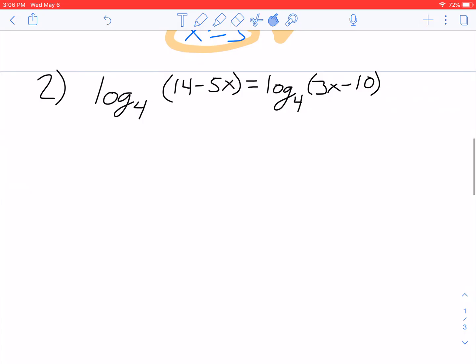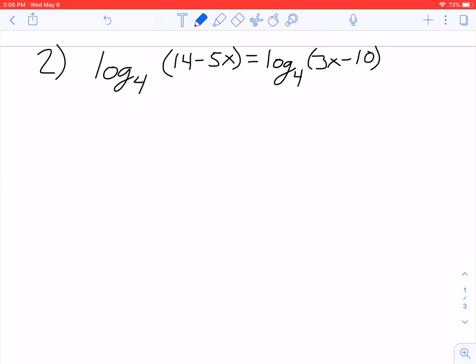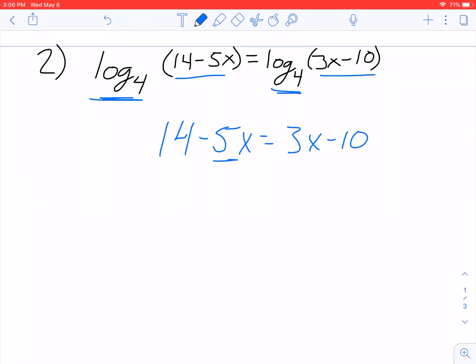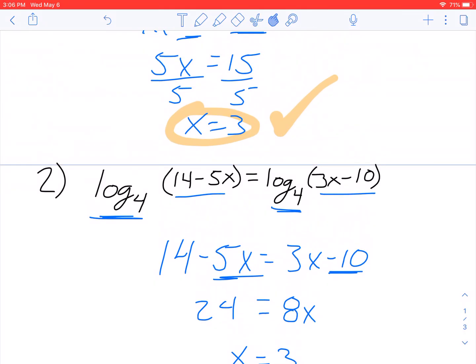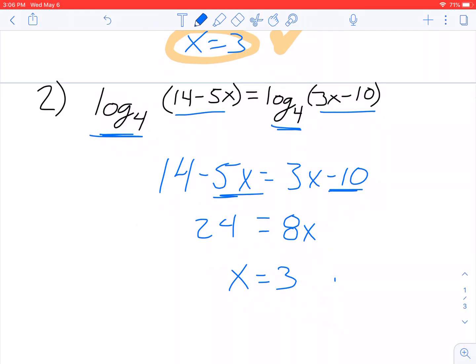Now in the second equation, we see that again, it's nice for us because I have log base 4 on the left, log base 4 on the right side of the equation. Therefore, what I'm evaluating, I can set equal to each other. 14 minus 5x equals 3x minus 10. And in this case, I'm going to add the 5x to both sides to give me 8x, and then add 10 to give me 24, and I get x equals 3. Now, again, don't think that all the time we're going to get an answer of x equals 3. That's just pure coincidence. However, we need to check to see if that's an extraneous solution.